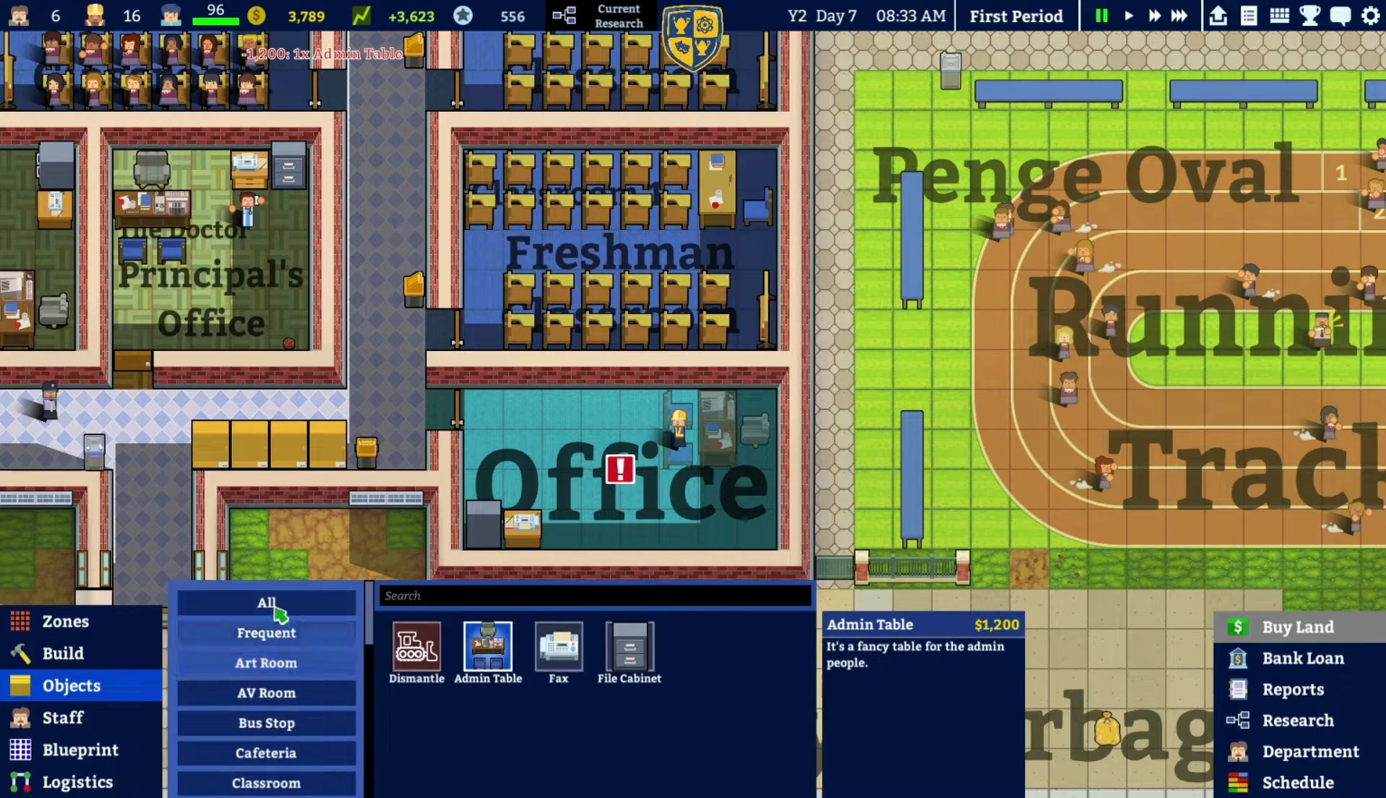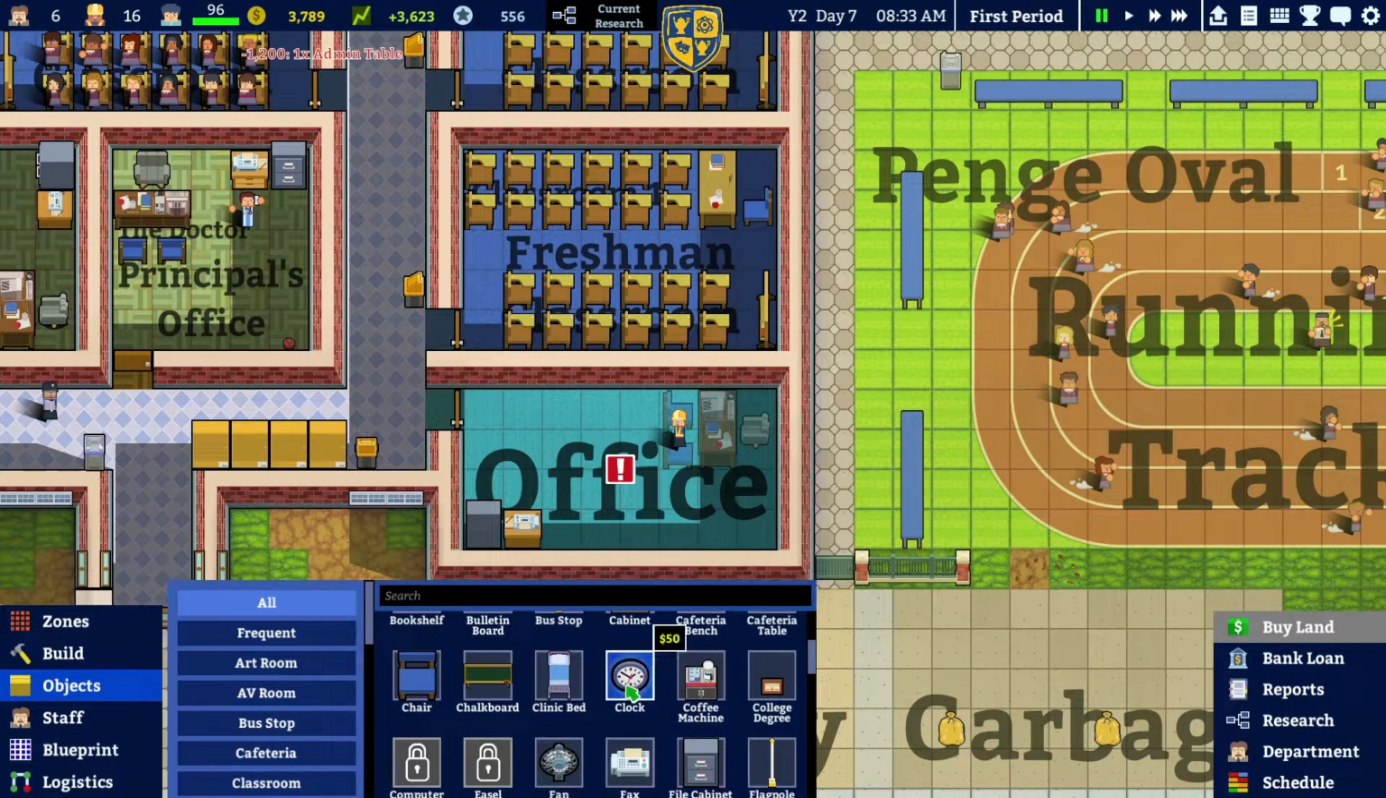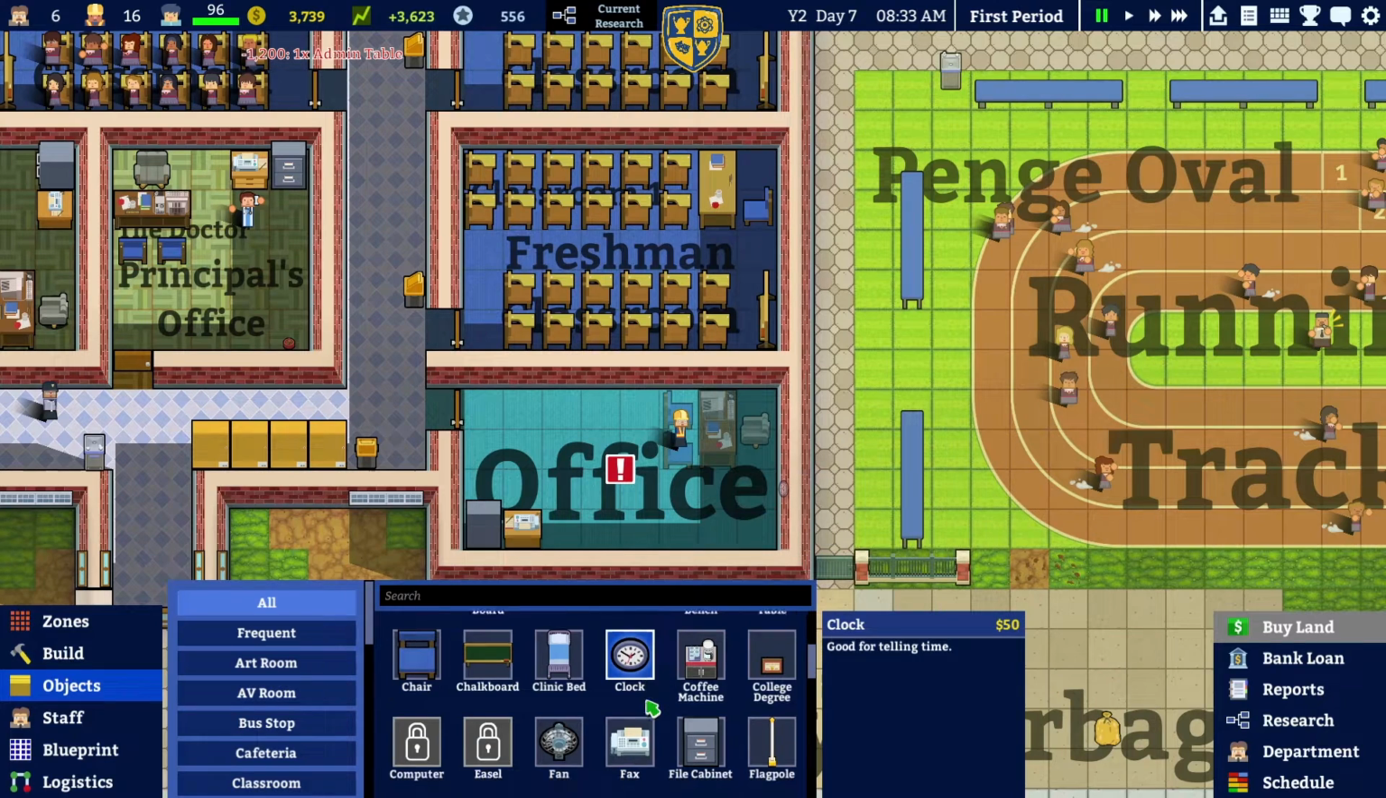And can we go into all? Because this room, there are extra little bits and bobs in here. So I think we need extra things in. So we'll put a clock on the wall. Let's put a clock just there. I quite like that so people can see the clock going.